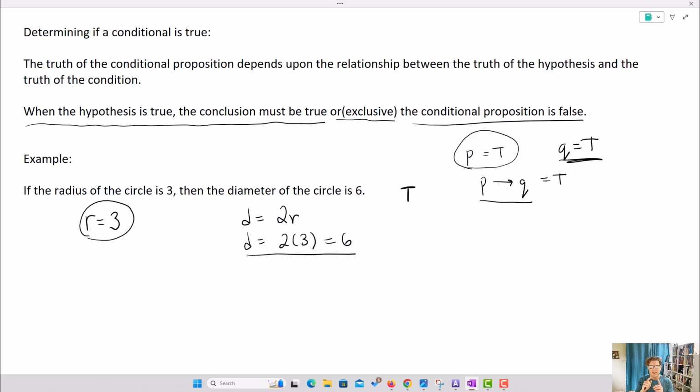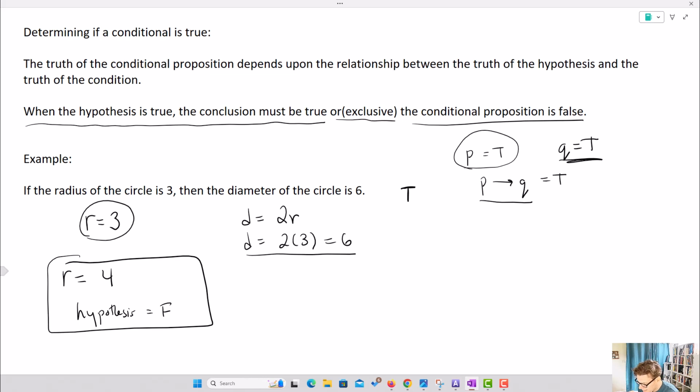Now, let's see what happens if, for example, we have the radius r equals 4. So if r equals 4, the proposition P, or the hypothesis, is false. That's what happens if r equals 4. In this case, it doesn't matter whether the conclusion is true or false. So the diameter, d, is going to equal 2 times 4. Okay, so d equals 8.